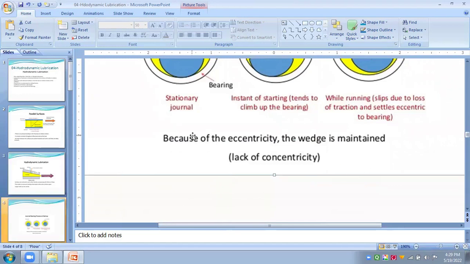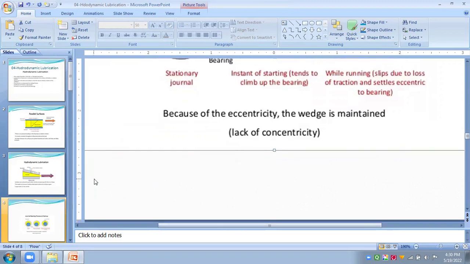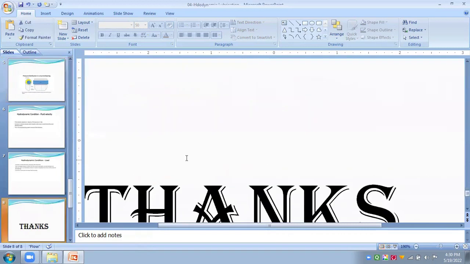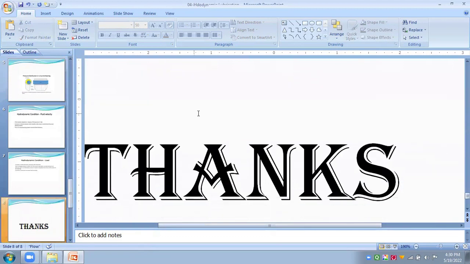These are some basics of hydrodynamic bearings: how they work, what the requirements are, the design parameters, applications, advantages and disadvantages. We will see these in detail in unit number 4. In conclusion, we have learned that hydrodynamic bearings or hydrodynamic lubrication do not require any external pump. Okay, thank you.